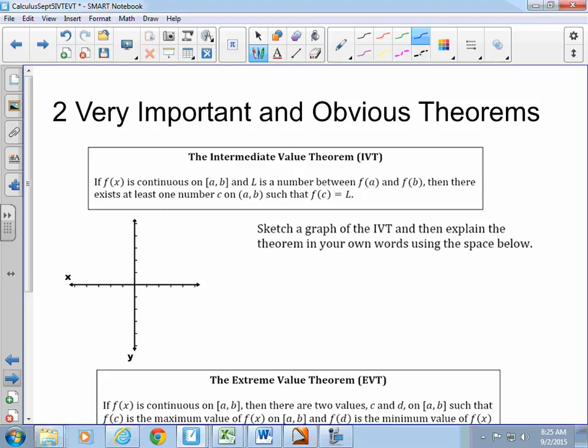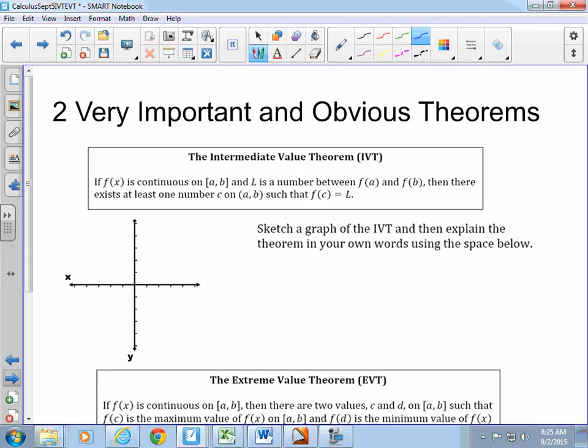And I'm actually going to state the extreme value theorem a little differently. I got that out of a book. There are other books that have a little bit more concise definition of the extreme value theorem. Okay, so let's talk about the intermediate value theorem first.